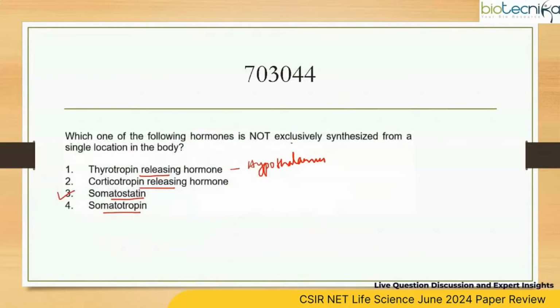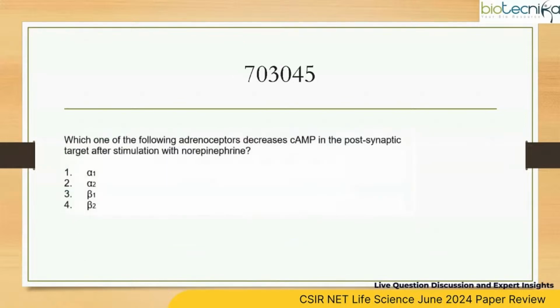So that's 703044 done. Now let's move on to 703045. So again it is about the receptors. So which one of the following adrenoreceptor decreases cyclic AMP in the postsynaptic target after stimulation with norepinephrine?